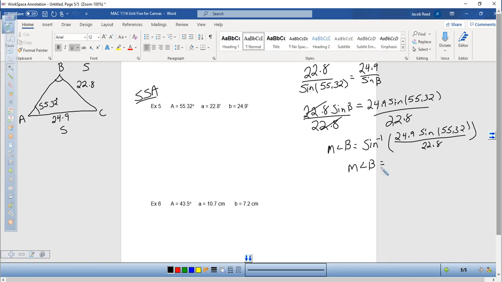Type that in. And I get 63.91. That's case 1.